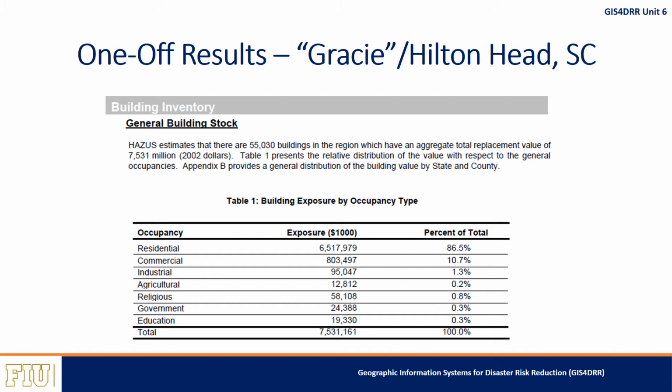This report provides us with a full quantification of the building stock in the community to identify worst case exposure numbers. In this case, there are over 55,000 buildings worth over 7.5 billion US dollars. From this report, we can also see the categories that HAZUS uses to study building inventories. This is likely a combination of discrete and aggregated data for the total number.